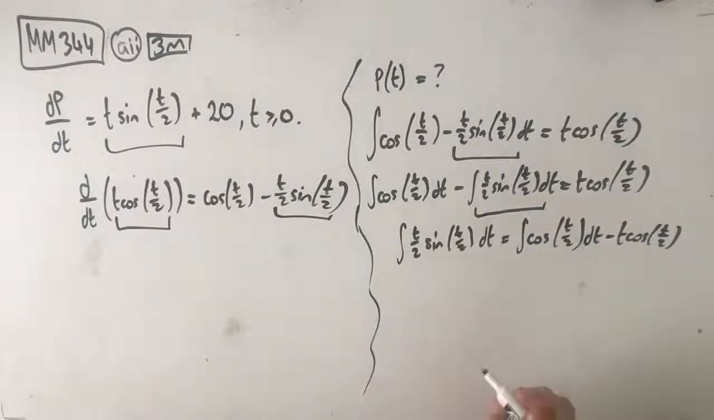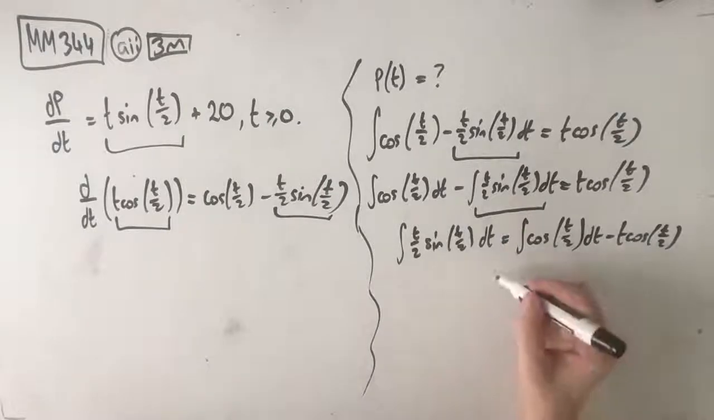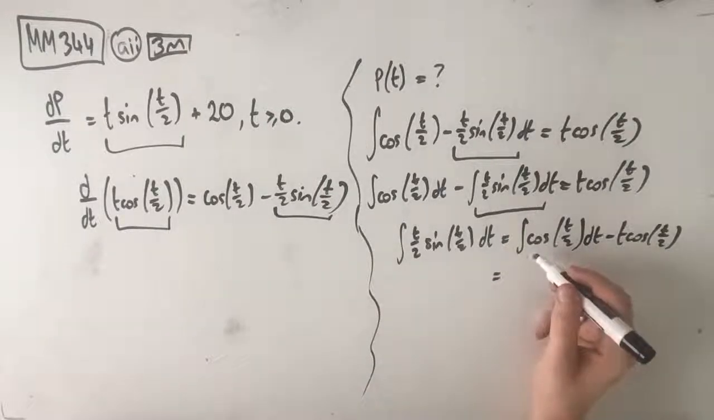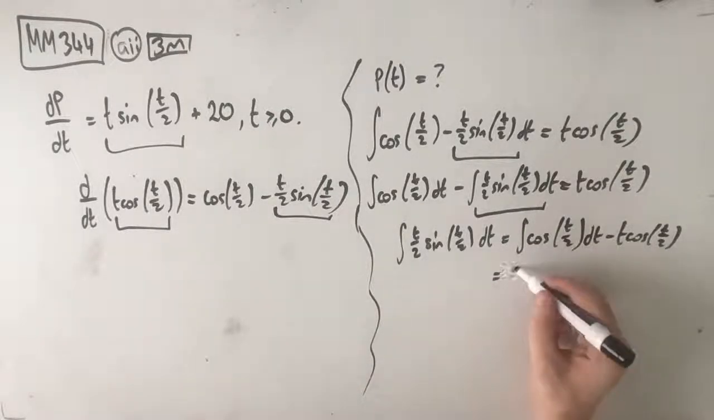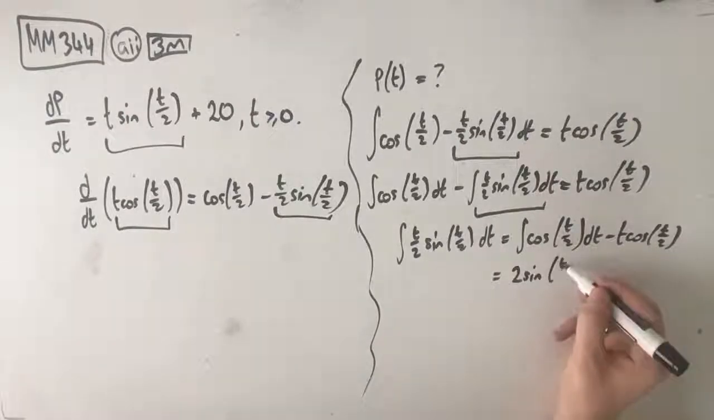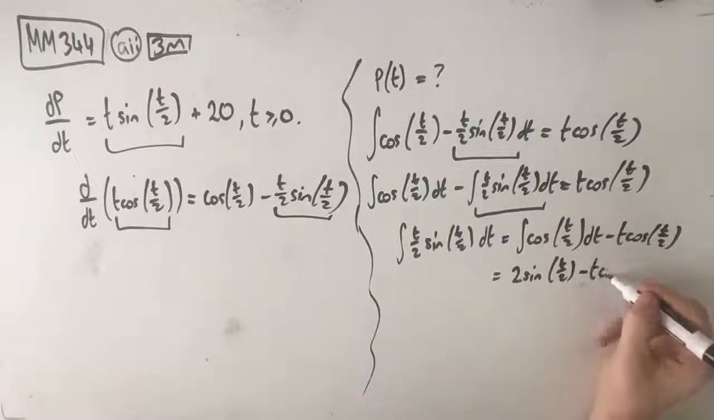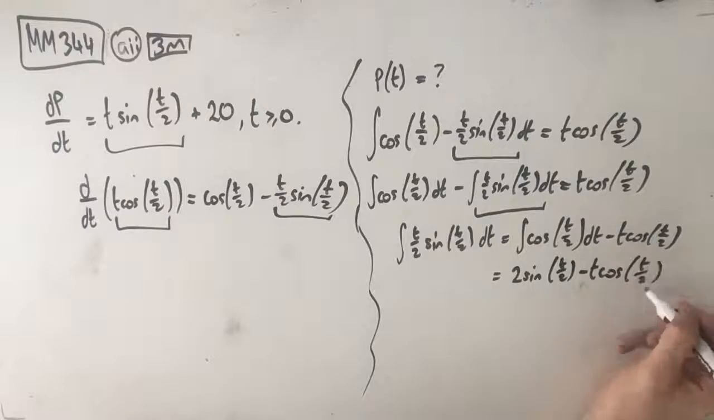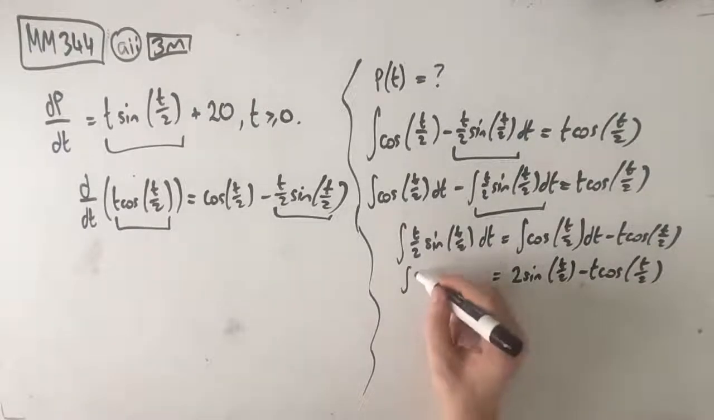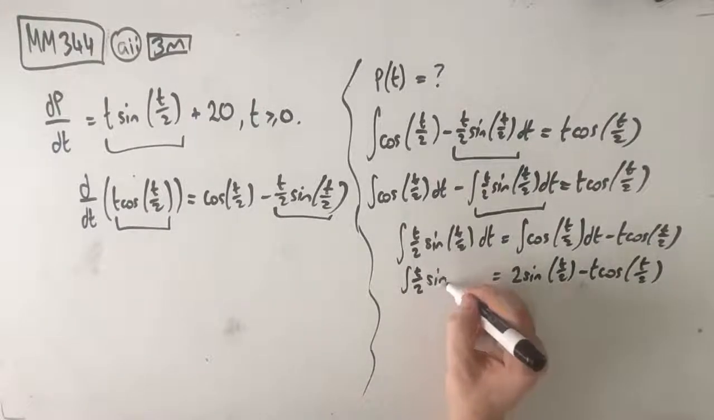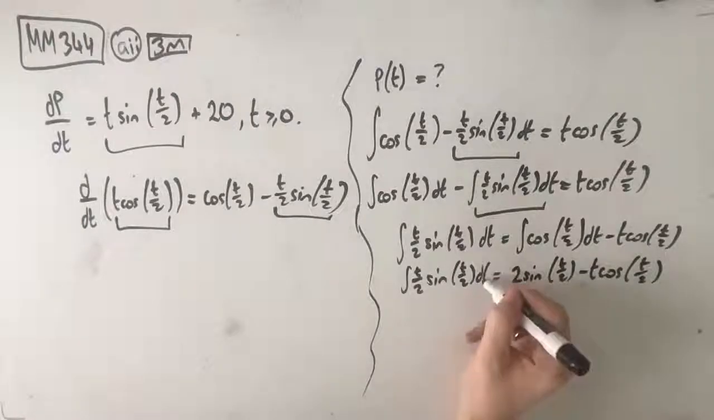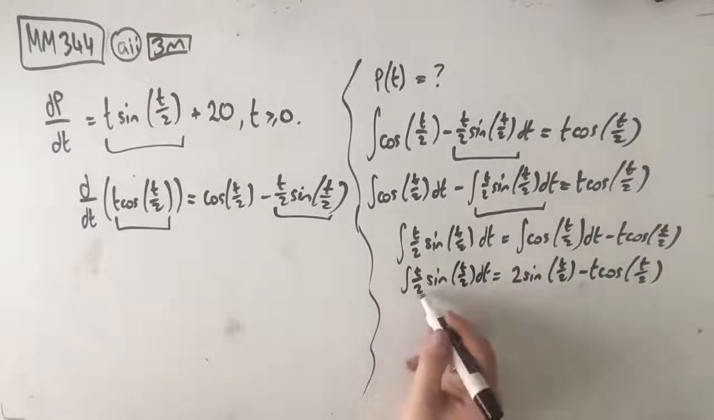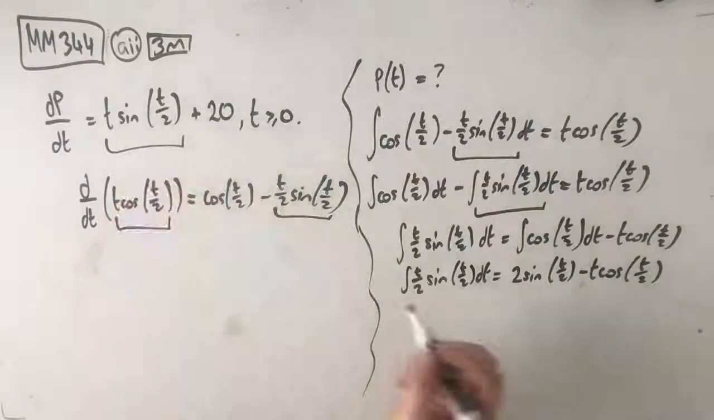Awesome. Then from here, we are going to evaluate this. So we get the integral of cos t on 2 is 2 sine t on 2 minus t cos of t on 2. Awesome. And that's equal to our integral of t on 2 sine t on 2 dt. Sweet. But we don't want t on 2 sine t on 2. We want t sine of t on 2.